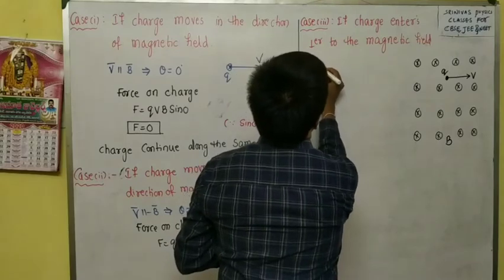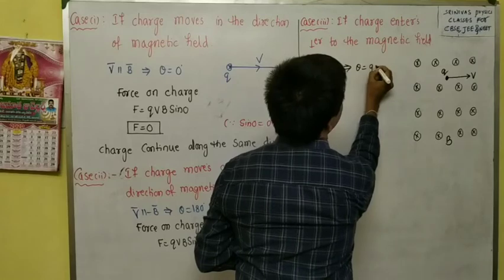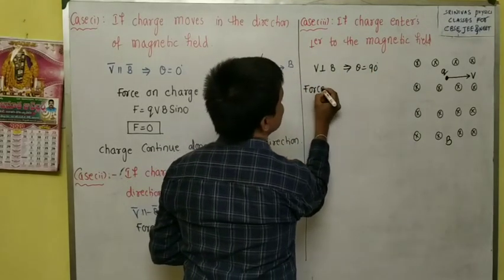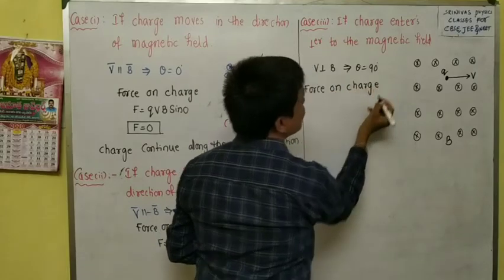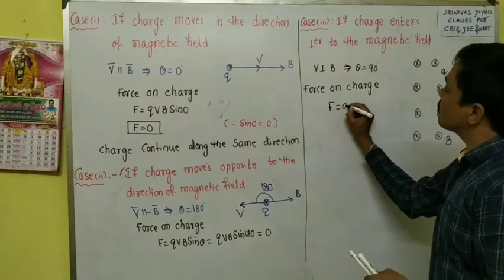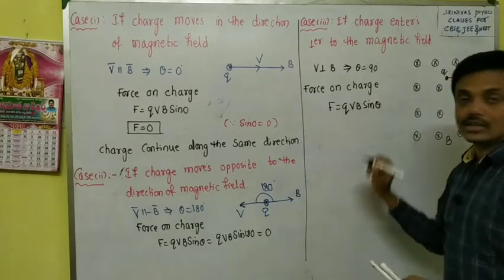Velocity is perpendicular to the field, so we write theta is 90 degrees. Then what about the force on the charge? Yes, it was very simple. The force on a charge formula we already know. What is the formula for the force on a charge? The formula is QVB sin theta. Right, that you know already.